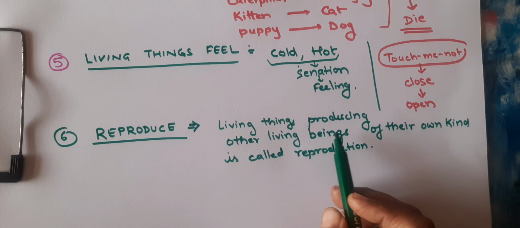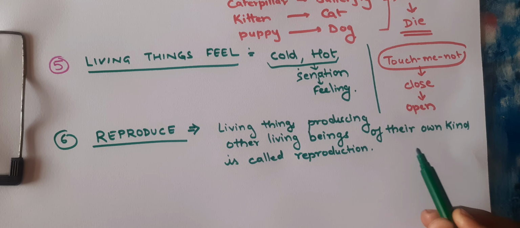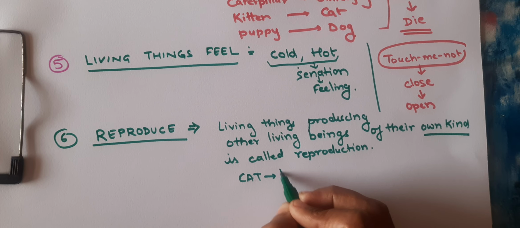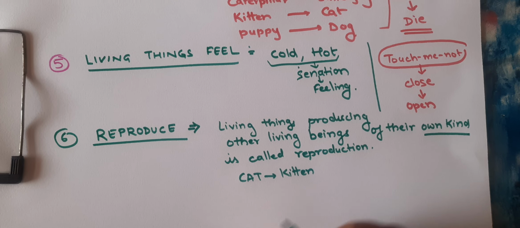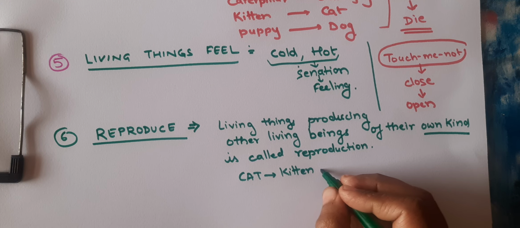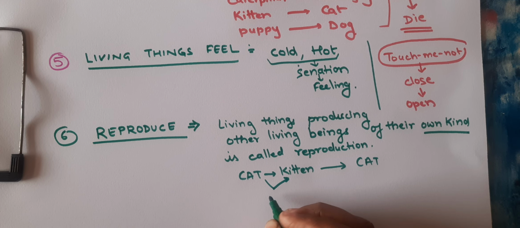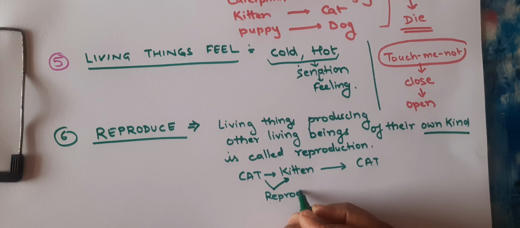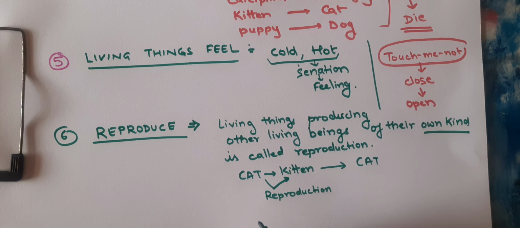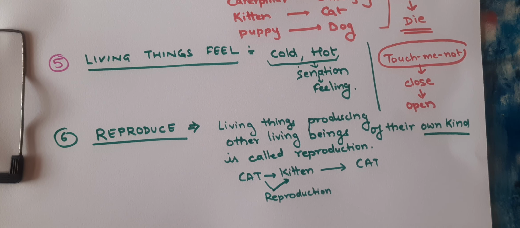When the living thing produces other living things, or in simpler terms, babies of their own kind, it is called reproduction. Why I wrote "own kind" here: a cat will give rise to a kitten only. It will not give rise to a baby of a dog or a donkey. This kitten will grow into a cat only. The process by which a cat gives rise to kittens is known as reproduction, because a single cat is producing 3 to 4 kittens of its own kind.